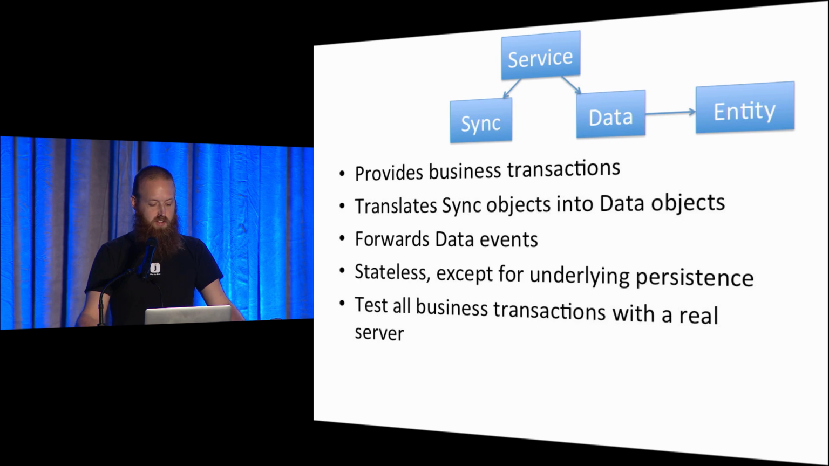So now we have our service, and the service ties sync and data together. This provides business transactions, and again, these are ideally independent business transactions. There's no state in service except in the underlying data layer. Most of what service does is translate our sync objects back into data objects. When a sync call returns, it returns JSON objects, and data does not have any dependency on sync, so data doesn't understand how to consume those sync objects and put them in the database. That's service's job.